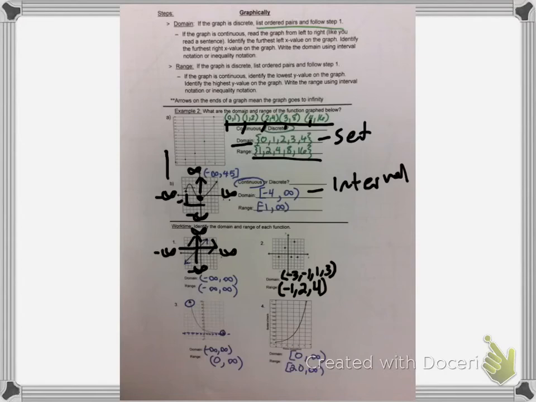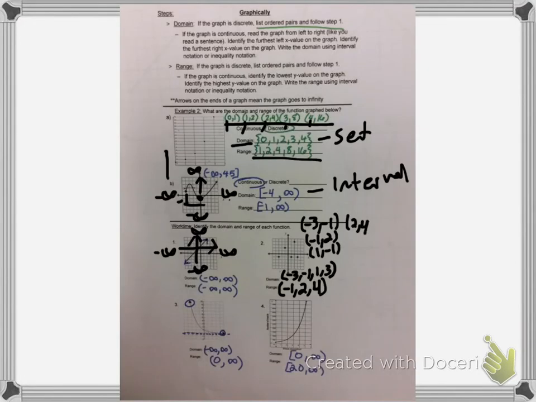Alright. Over here we have another discrete one. And you can list out your ordered pairs, in which that's what I did before I did this. My first ordered pair was -3, -1. My next ordered pair was -1, 2. My next ordered pair was 1, -1. My next ordered pair was 2, 4. And my last ordered pair was 3, -1.